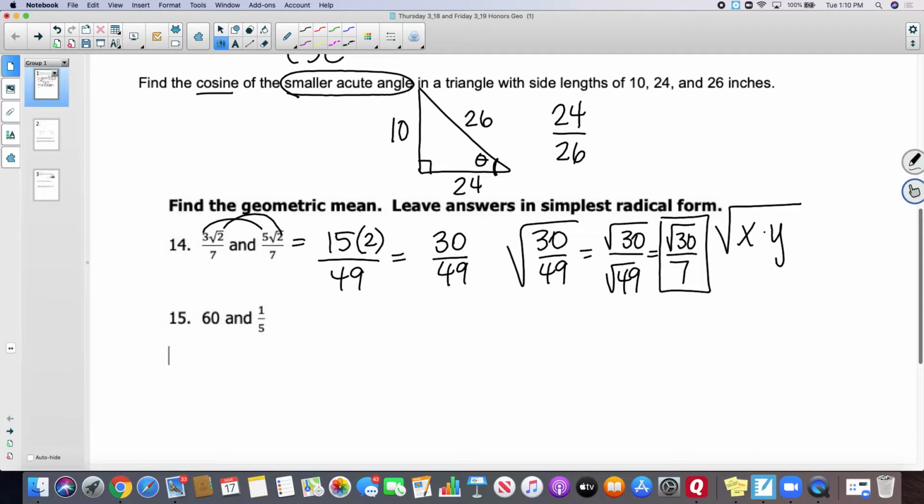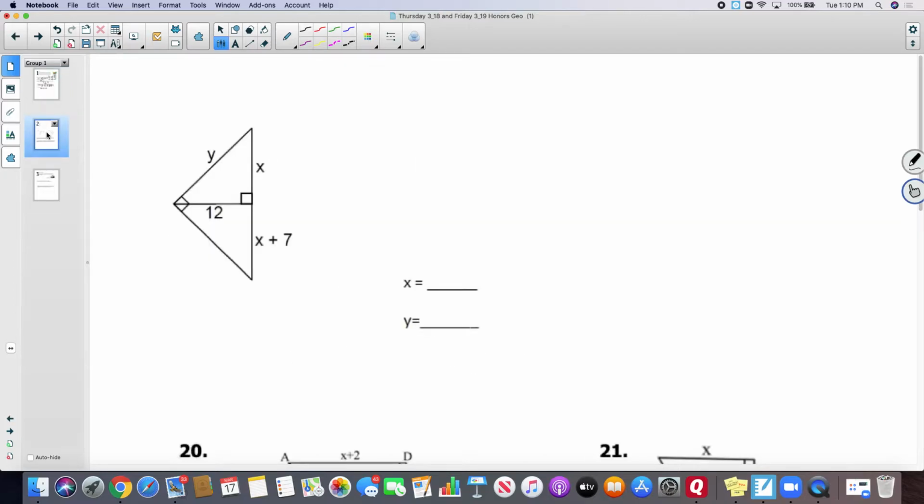Okay, for 15, when you multiply 60 times 1/5, 60 times 1/5 is 12. So you're doing the square root of 60 times 1/5, which is the square root of 12. And then when you simplify that, you should get 2 square root of 3. All right, going to the next page.